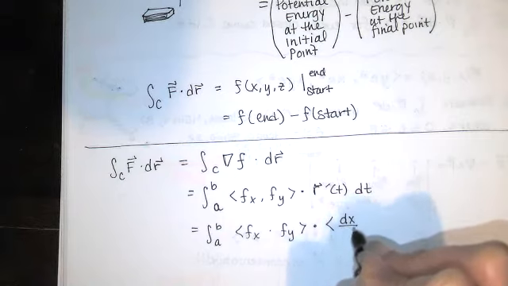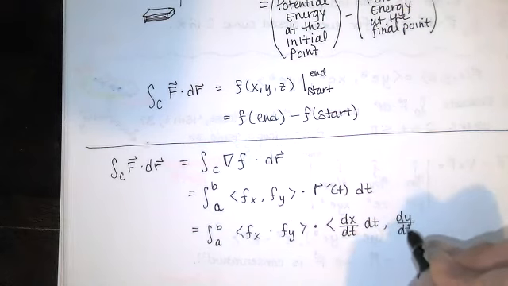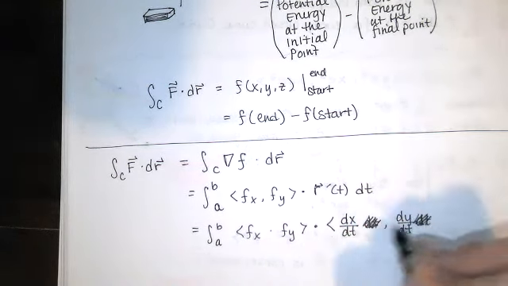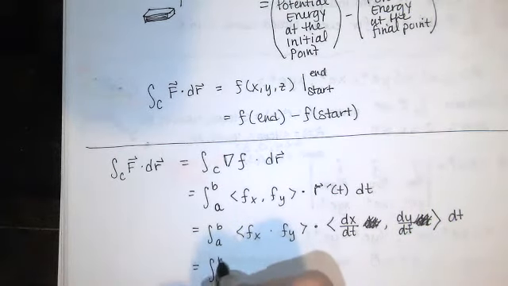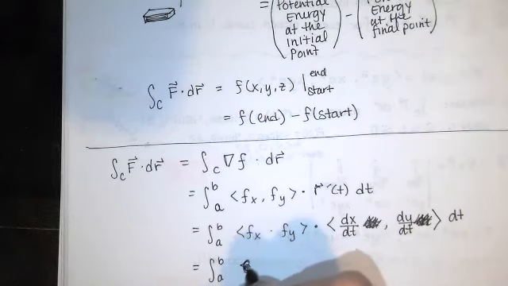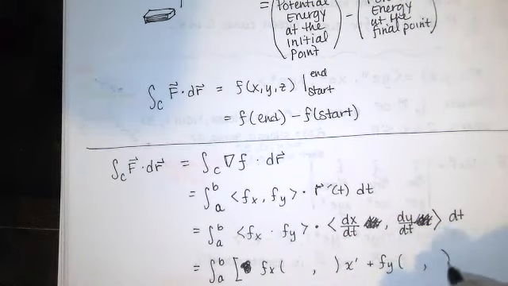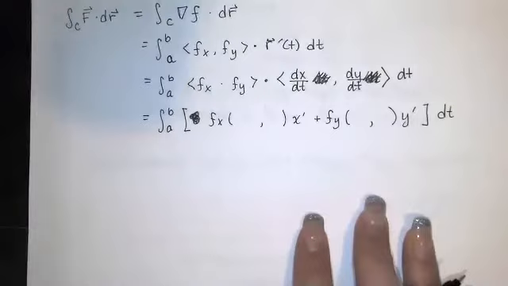And this will be dx/dt, and dy/dt. Or actually no, let's not multiply by dt. Let's keep it this way. When I take that dot product, I end up with the partial of f with respect to x at x of t, y of t, times dx/dt, which I'll call x prime, plus the partial of f with respect to y at x of t, y of t, times dy/dt, times dt. Whoops, sorry, it's off the screen.